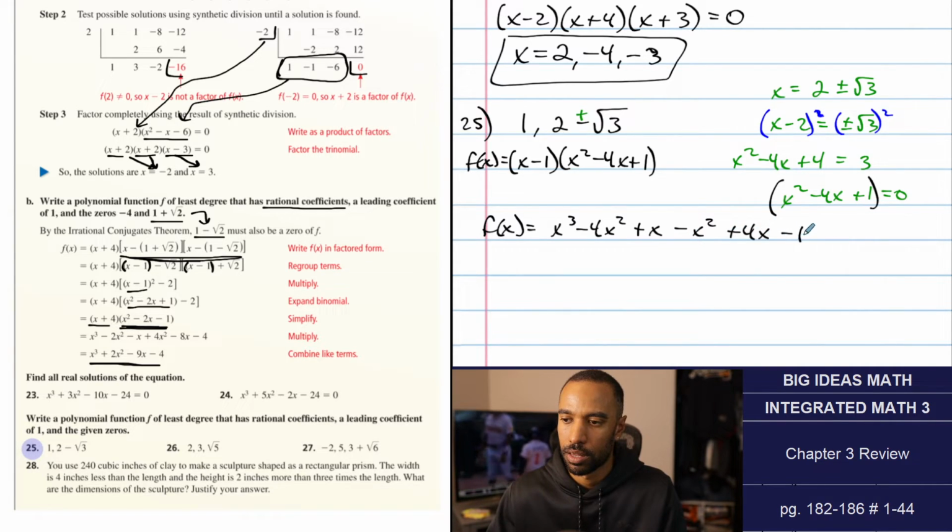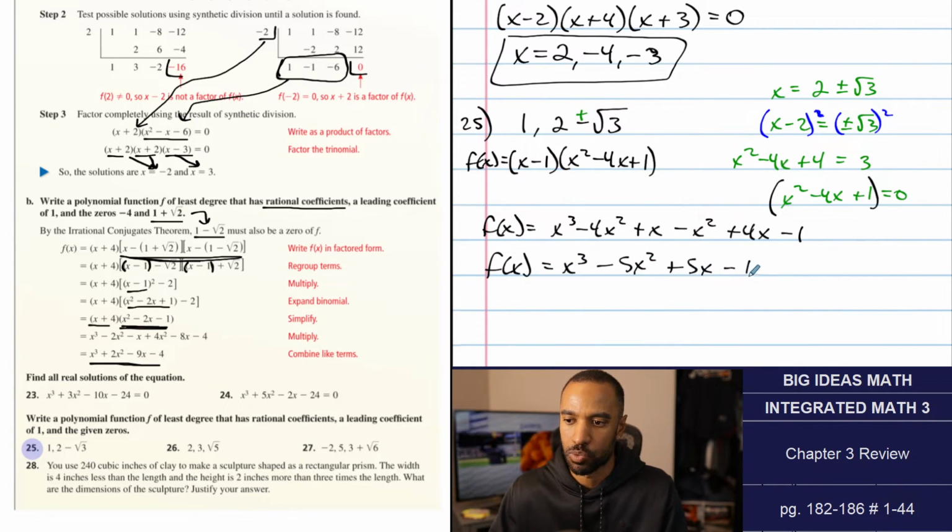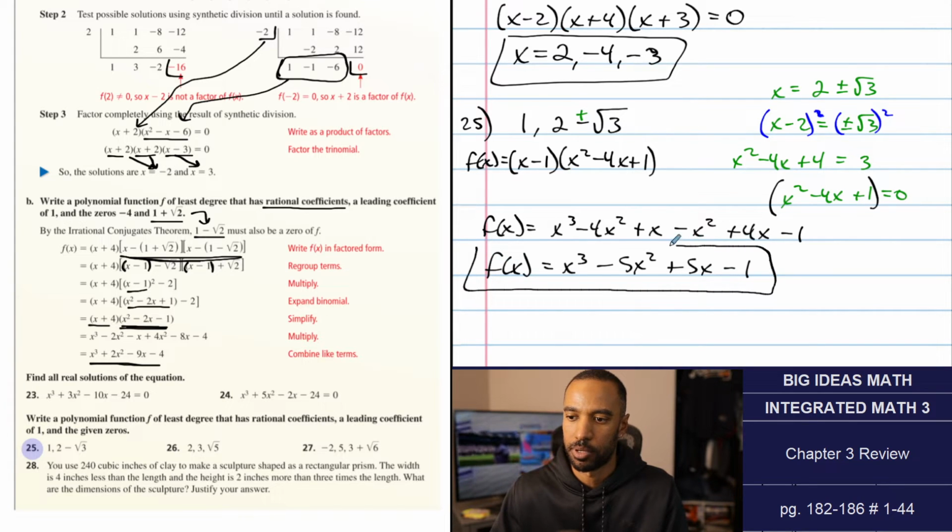Like that. And we combine like terms now. We get x cubed minus 5x squared plus 5x minus 1. There's number 25.